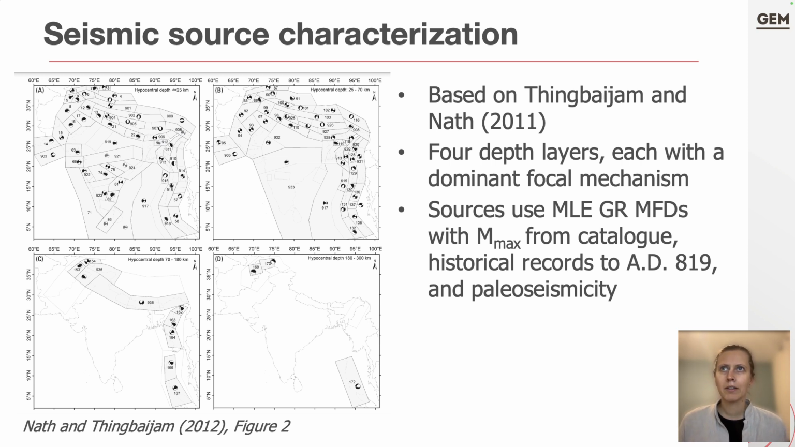The main construct of the seismic source characterization is that the Earth is divided into 4 layers based on depth: the first 25 kilometers and shallower, and then increasing in depth until reaching 300 kilometers. Each layer is divided into polygons, which are assigned a dominant focal mechanism as well as a Gutenberg-Richter magnitude frequency distribution, with Mmax defined according to any type of record of past seismicity. This same characterization is used for the area source model as well as for the 2 smooth seismicity models.